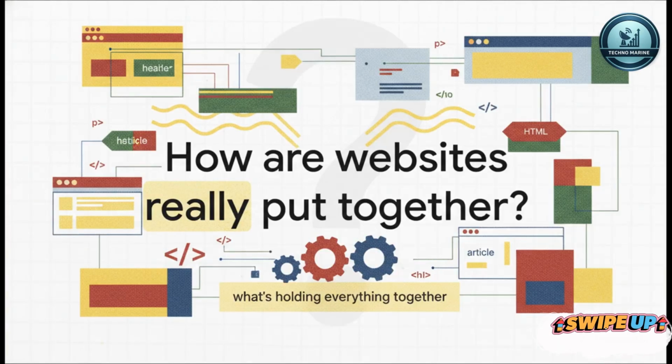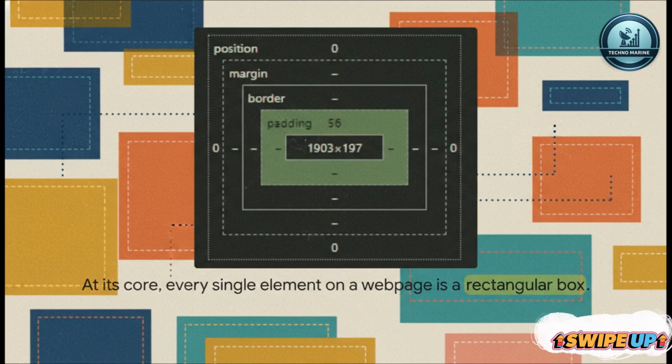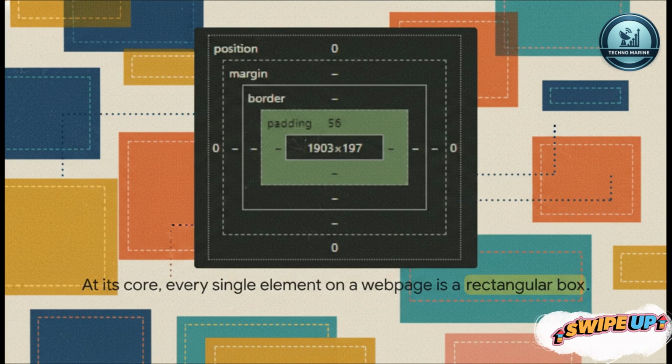But to really get that, we have to ask a fundamental question. If you had X-ray vision and could look through a web page, what would you actually see? What's the real skeleton holding it all together? You'd see this, just a bunch of boxes, nested inside other boxes, inside even more boxes. Because that's the one non-negotiable, unbreakable rule of the web. Absolutely everything, a headline, an image, a button, you name it, is a rectangular box.